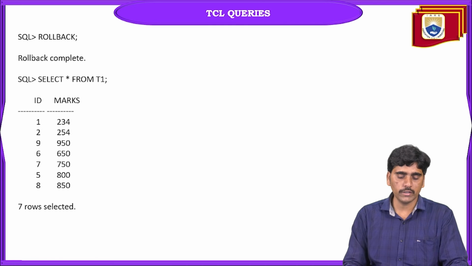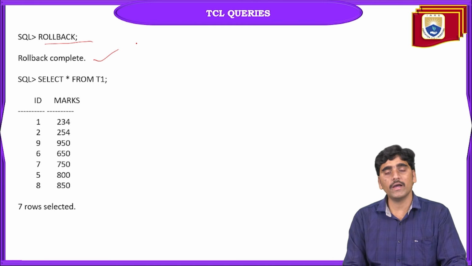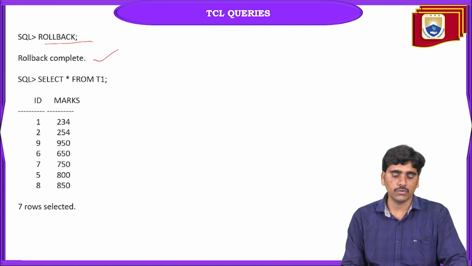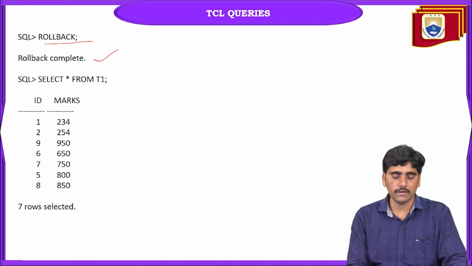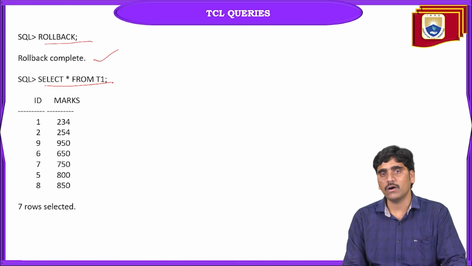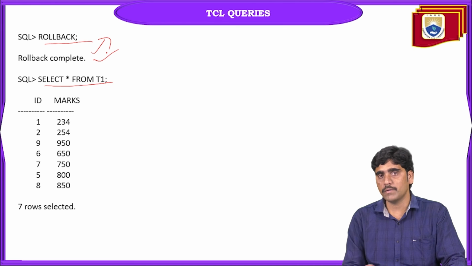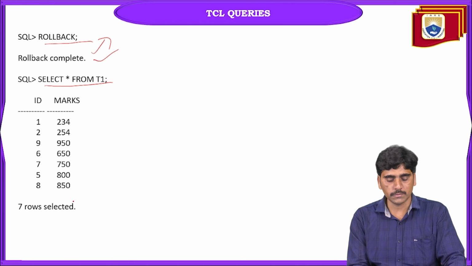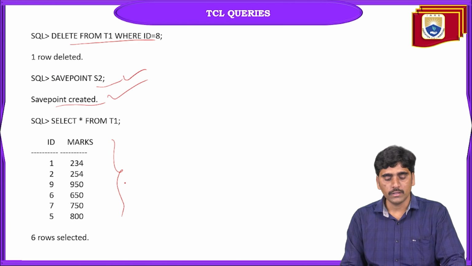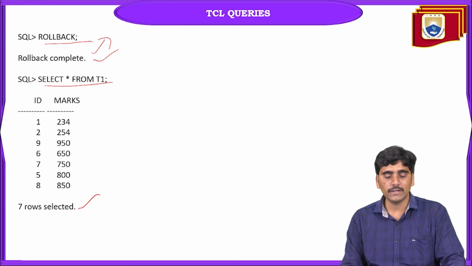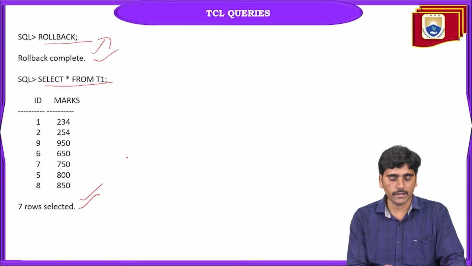Now what I am going to do here is roll back the table. So rollback is completed. So I am going to display all the results. Select star from T1. Now all the values, whatever the rollback performed, all the rolled back values will be displayed. That means in the previous step we deleted this record, so that deleted value is also rolled back again. So 7 rows selected as usual.